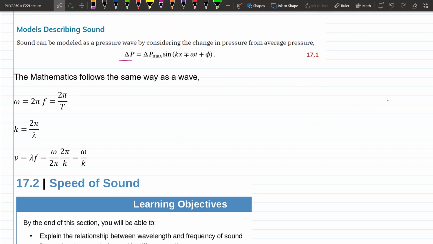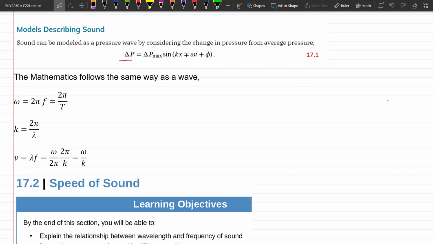You also have the k, which is the same wave number we've been dealing with before, which is just 2 pi divided by the wavelength. Okay, the speed of the wave is also related to the wavelength times the frequency, lambda times f, right?